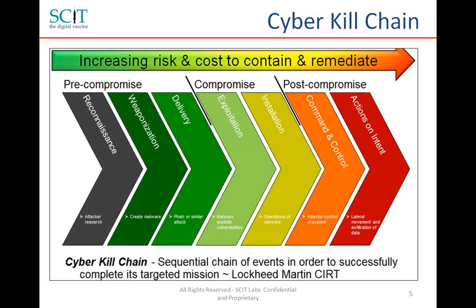Once they have studied your systems, they then go to the weaponization stage. The attacker creates malware to fit the particular situation. Then the malware is delivered, often through a phishing attack. In the compromise stage, the attacker malware exploits the vulnerability and the malware operations are launched. In the post-compromise stage, the attacker controls the system and now makes lateral moves to exploit additional systems. As the malware gets embedded in the system, the risk increases, potential for damage increases, and the cost to remediate increases. Hence, the goal of SCIT technology is to make the malware ineffective as soon as possible.